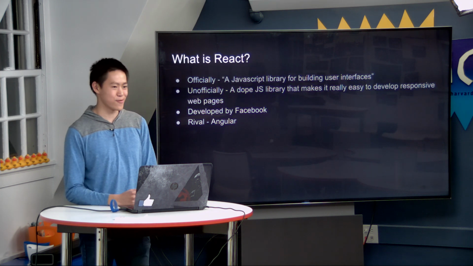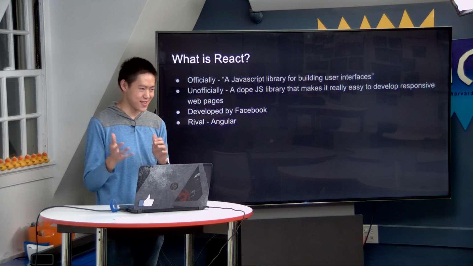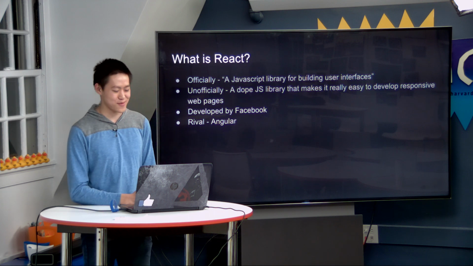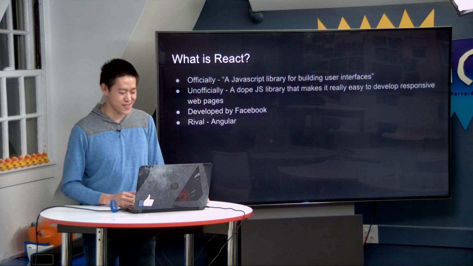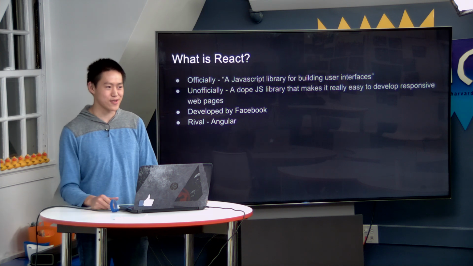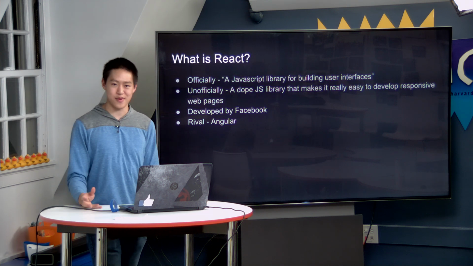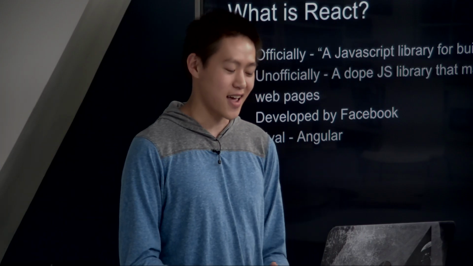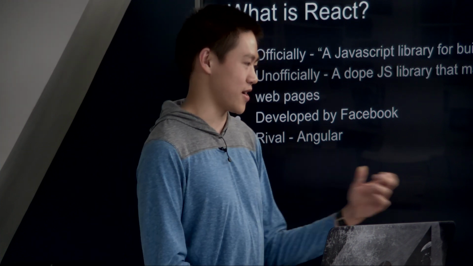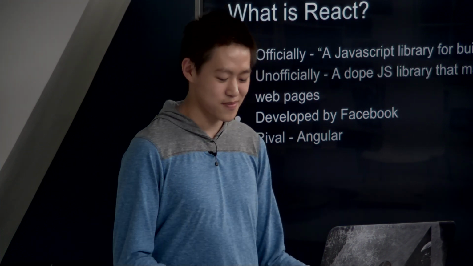So first, what is React? Officially, on their website, it's a JavaScript library for building user interfaces. But more unofficially, colloquially, it's a dope JS library that makes it really easy to build responsive web pages. It was originally developed by Facebook, and its rival is Angular.js, which has been developed by rival company Google. But we're going to talk about React today.